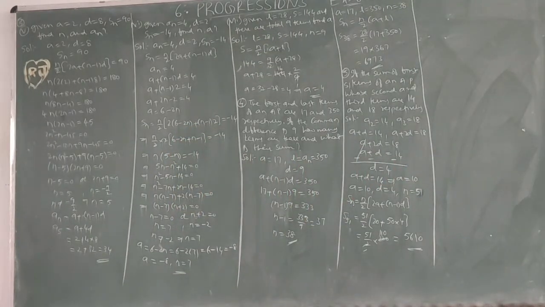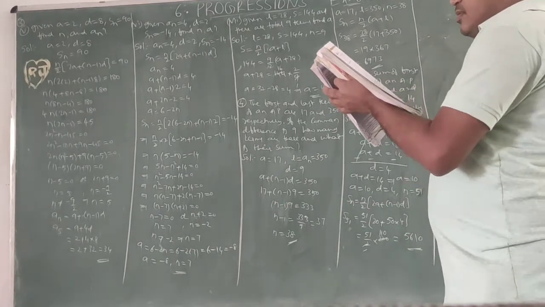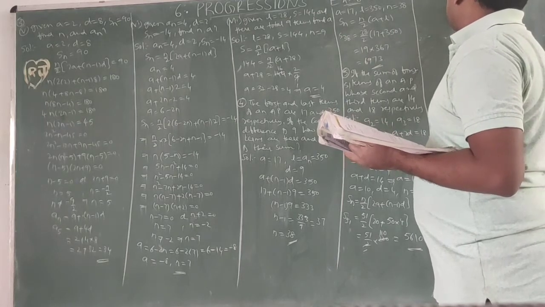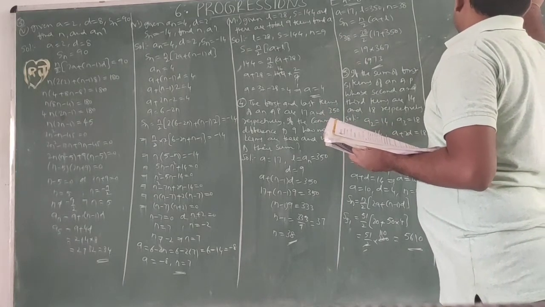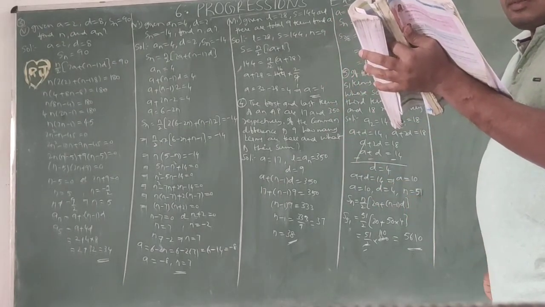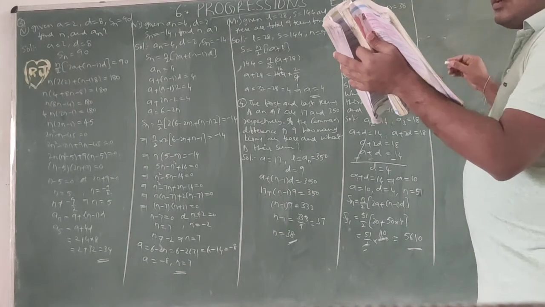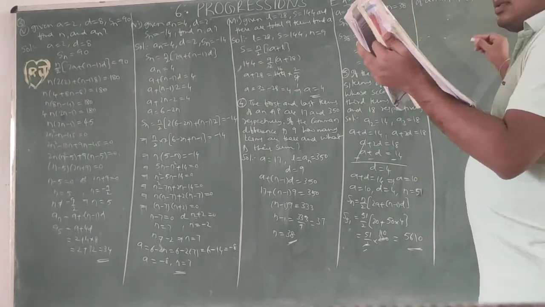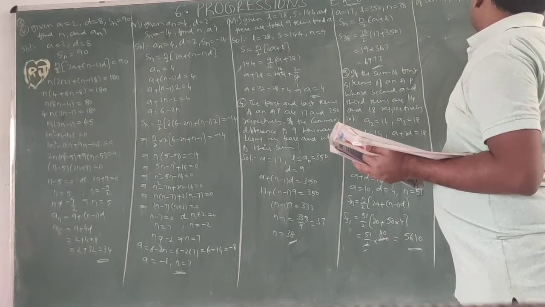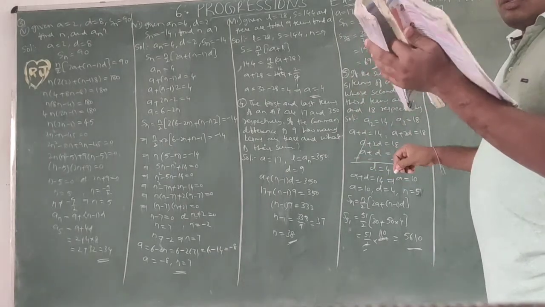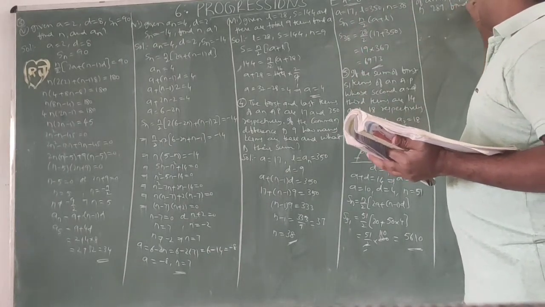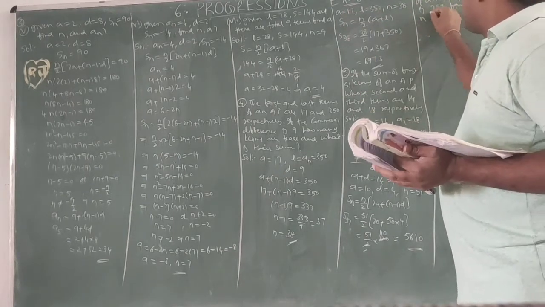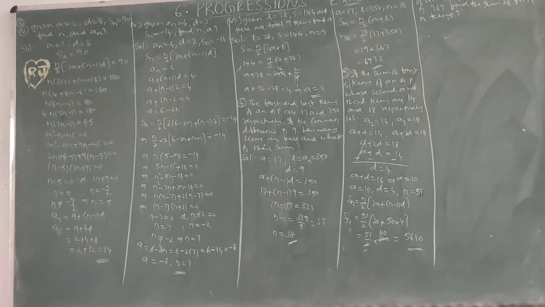Next, sixth question. If the sum of first 7 terms of an AP is 49, and that of 17 terms is 289, find the sum of first n terms.